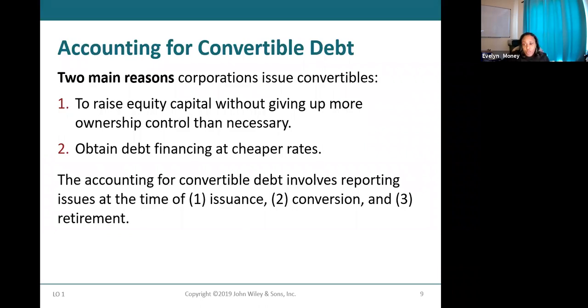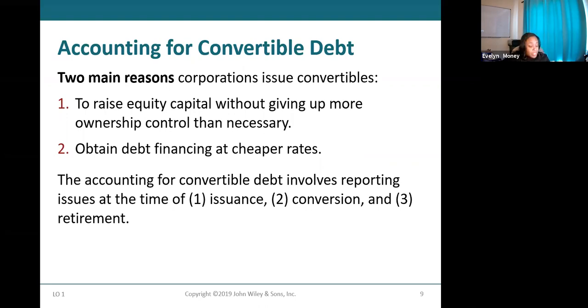Now, why do we even issue convertible debt? Why would we allow creditors to become investors? Well, it allows us to raise money without having to sacrifice control immediately. Further down the road, we may have to sacrifice control if the bondholders decide that they want to convert, but they may not want to convert. And the other reason is that packaging the security with a feature like this allows us to obtain debt financing at a cheaper rate. It just changes the market rate that we are looking at on that particular instrument.